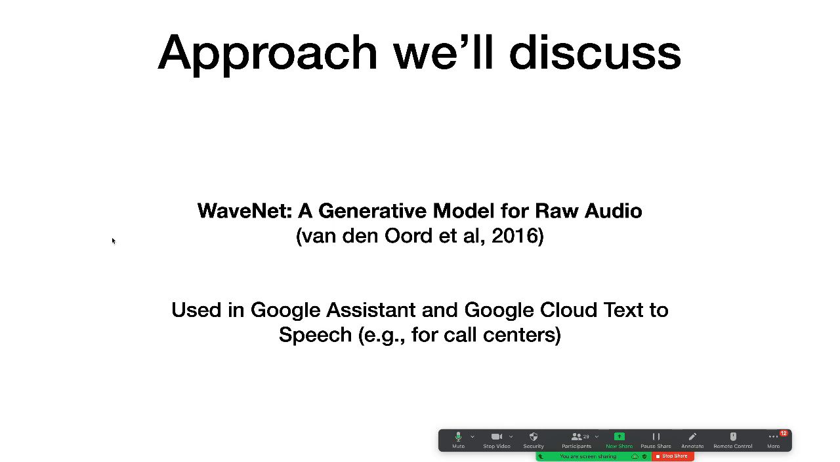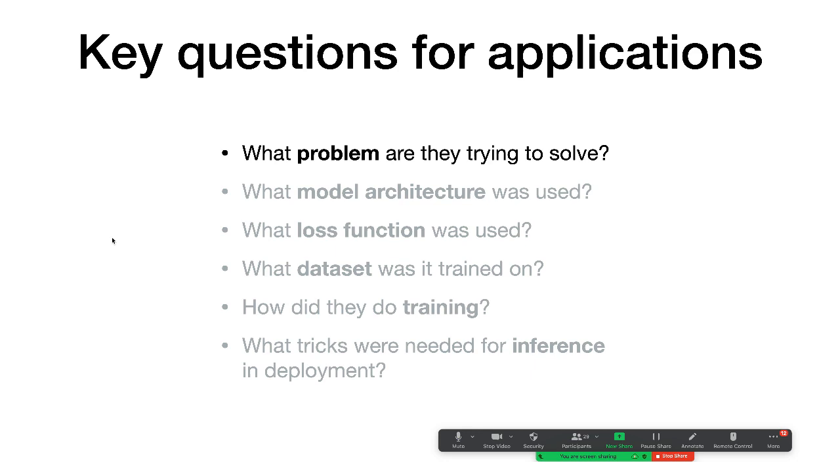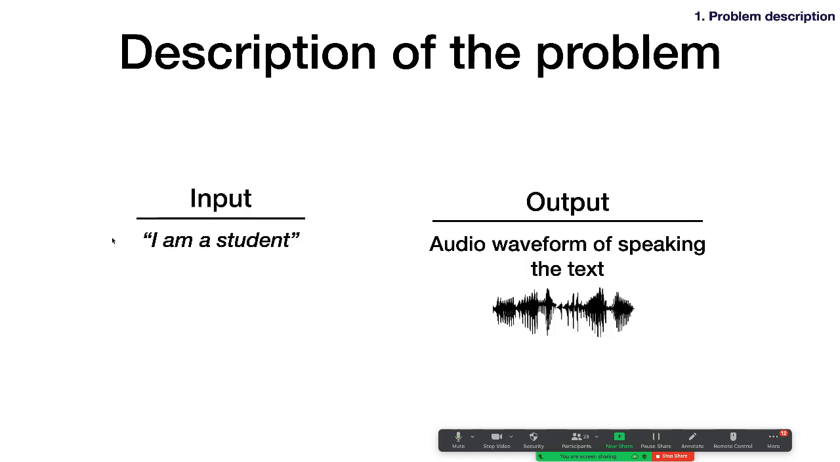But for at least a few years, this was used in production. And so the main idea that's introduced here is convolutional sequence models. So again, what problem are we trying to solve here? In the WaveNet model, the problem is taking some input text, so what do you want the model to say, and then outputting an audio waveform of speaking that text. So you want to produce some realistic sounding speech of the model reading that text aloud.